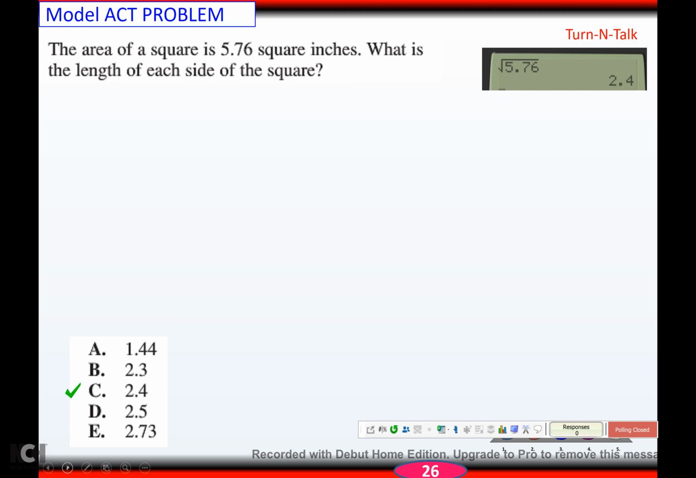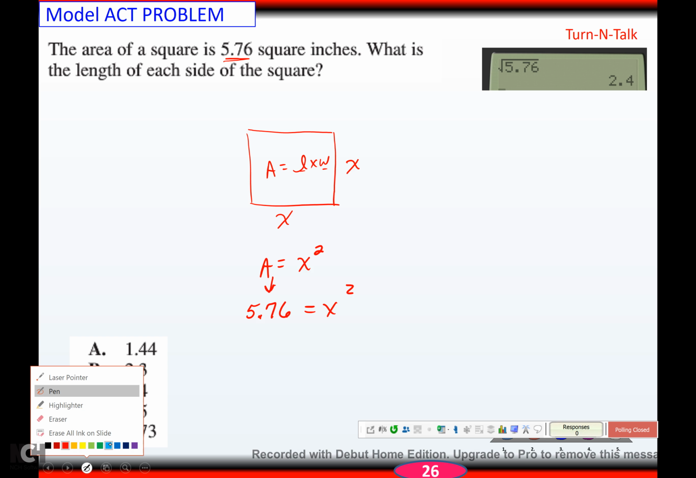And hopefully you got 2.4. Okay, it says the area of a square is 5.76 square inches. Area of a square is length times width. But in a square, length and width are equal. So whatever this is, this has to be. So my area equals x squared. Well, they told me the area is 5.76. That equals x squared. Now solve for x, and you'll know the side length.